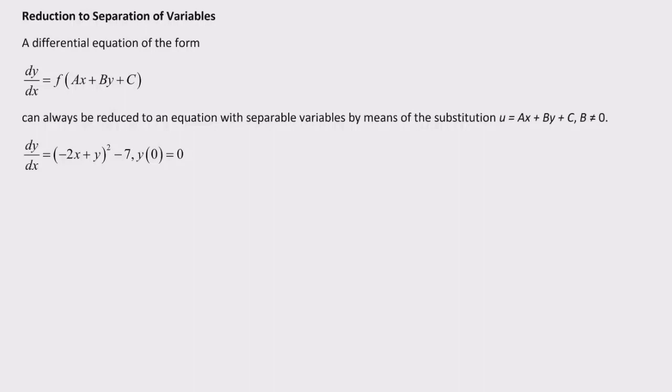dy/dx equals (negative 2x plus y) squared minus 7. So according to the pattern, my u is going to be negative 2x plus y. And let's see, it's probably easiest to do this in terms of x. So let's do du/dx, which would be negative 2 plus dy/dx.